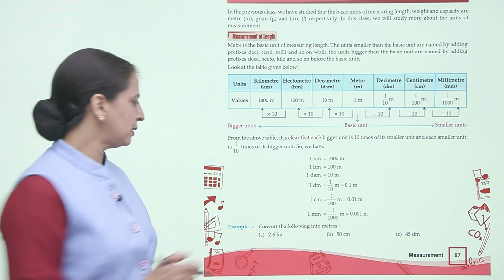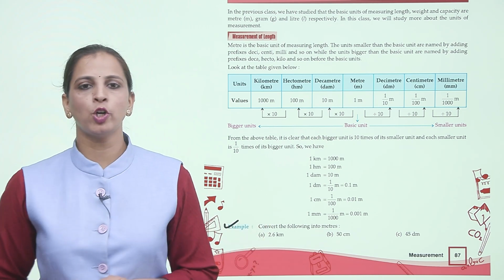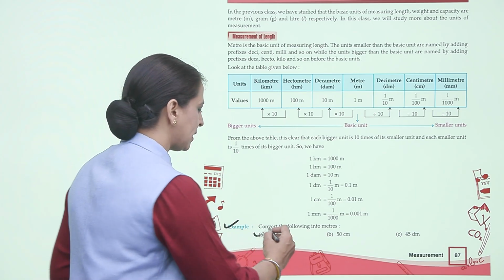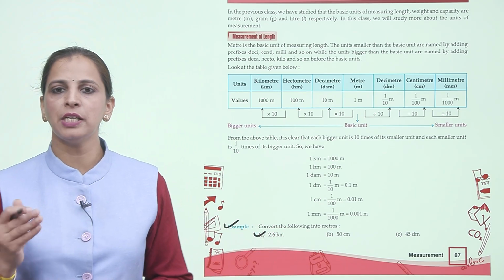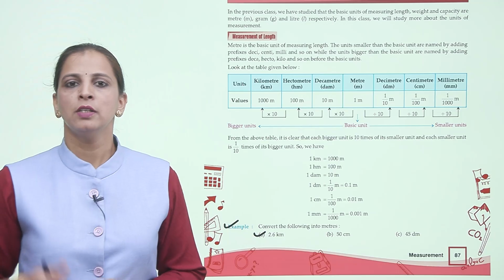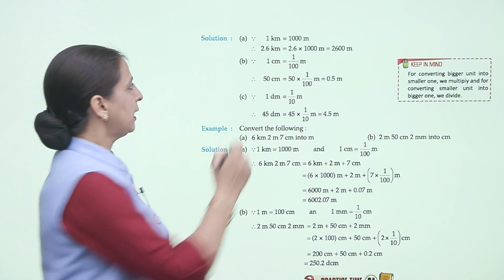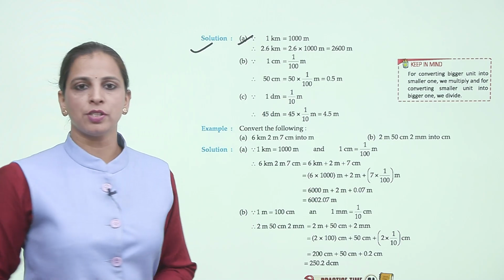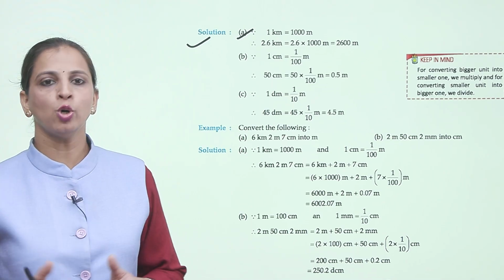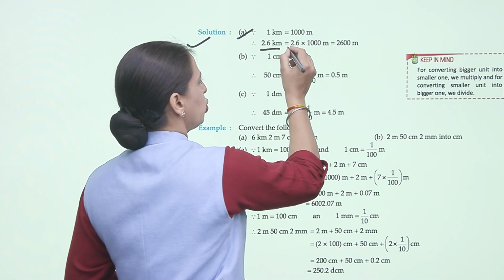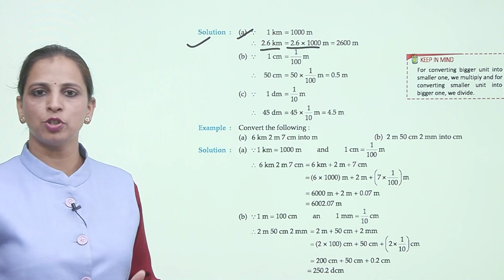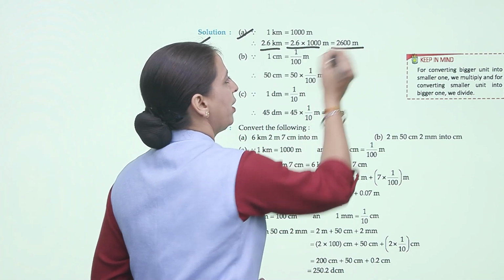Now let's do an example related to this. Convert the following into meters. A is 2.6 kilometer, B is 50 centimeter, C is 45 decimeter. Let's do the solution. A part. 1 kilometer is equals to 1000 meter. So 2.6 kilometer is equals to 2.6 multiplied by 1000 meter is equals to 2600 meter.